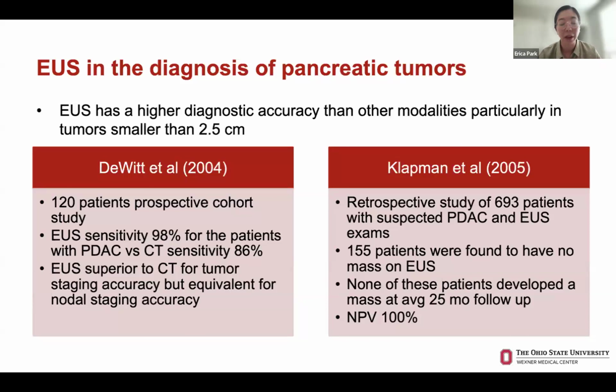In a different retrospective study of nearly 700 patients, these were all patients who had suspected PDAC, who underwent EUS, and 155 of these patients were found to have no mass on EUS. And of these 155 patients, none of them ended up developing any mass at an average of 25 months of follow-up. The authors of this study therefore concluded that EUS has a very high negative predictive value and is a very highly specific tool when we're working up suspected pancreatic tumors.